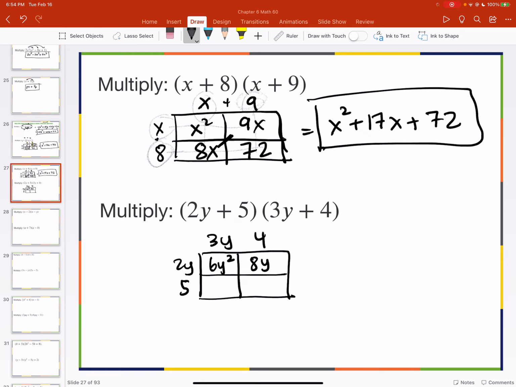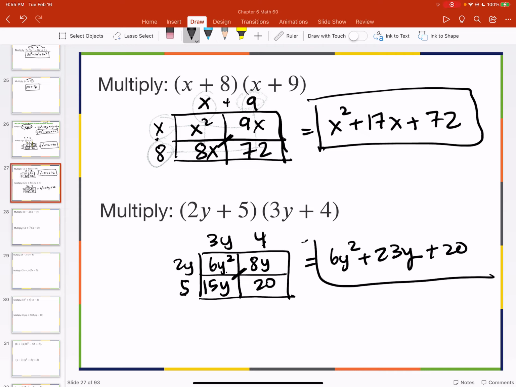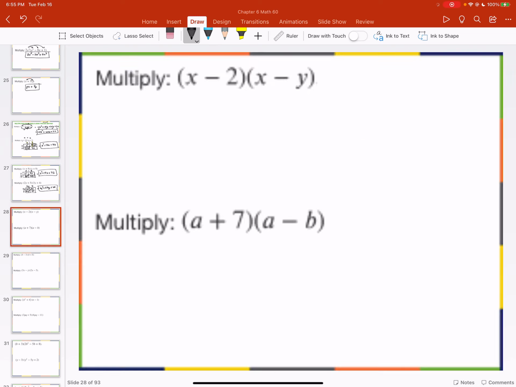So here, 3y times 2y is 6y squared. 4 times 2y is 8y. 3y times 5 is 15y. And then finally, 4 times 5 is 20. Combining like terms, 6y squared plus 23y plus 20. And that's the product. I've multiplied it.